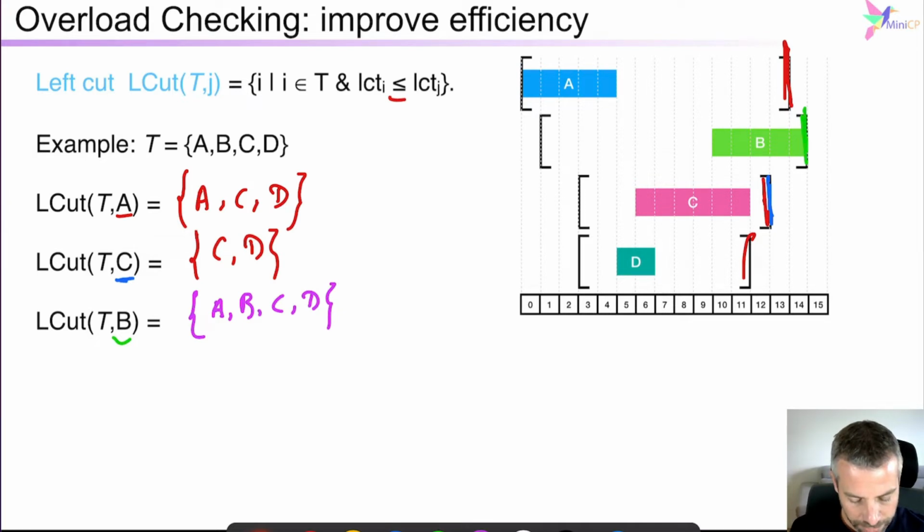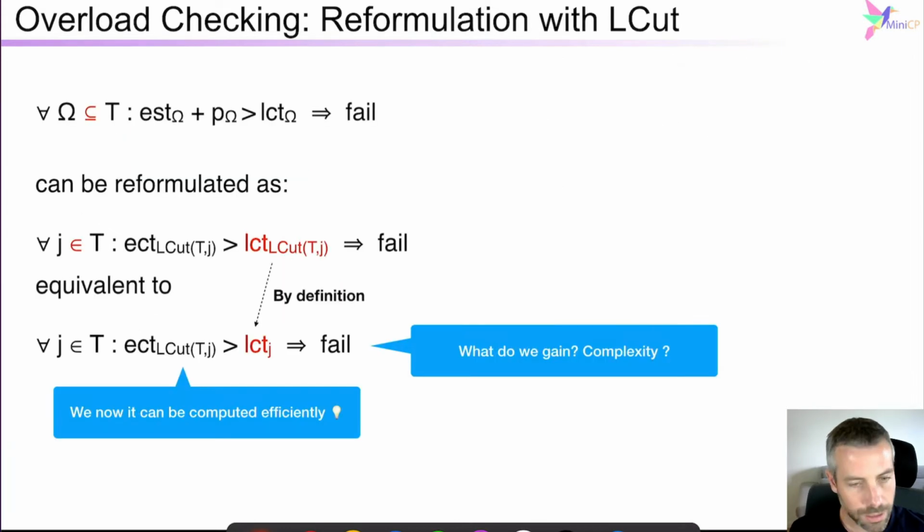Once we have defined the left cuts with this formula, we can rephrase the overload checker rule, right? That was the initial overload checker rule. It can be reformulated as: for all activity J, if the earliest completion time of the left cut is larger than the latest completion time of the left cut, then we should fail, right?